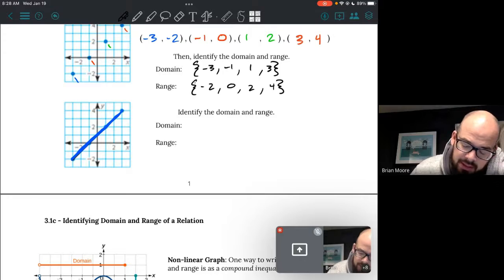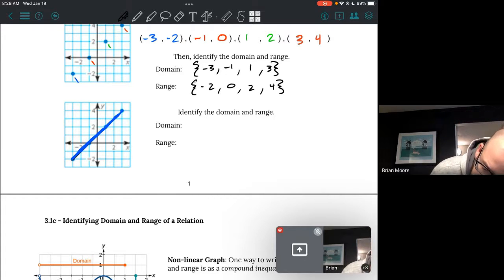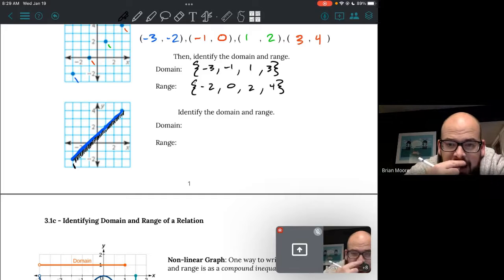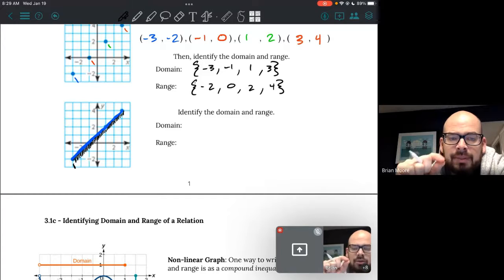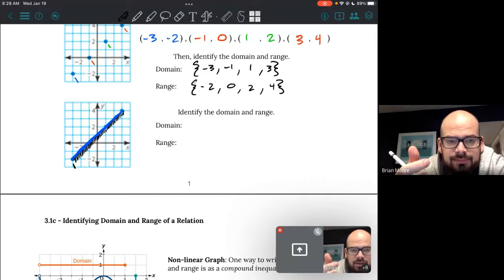Now, if the graph is continuous, we can't write every single point because look, -3, -2 is still on here. But look, all of these other points on this line are on here. And we could even zoom in more and look at other points. So there's no way for us to write every single value that's represented by a line on a graph. So that's why we have to be able to use interval notation. Okay?